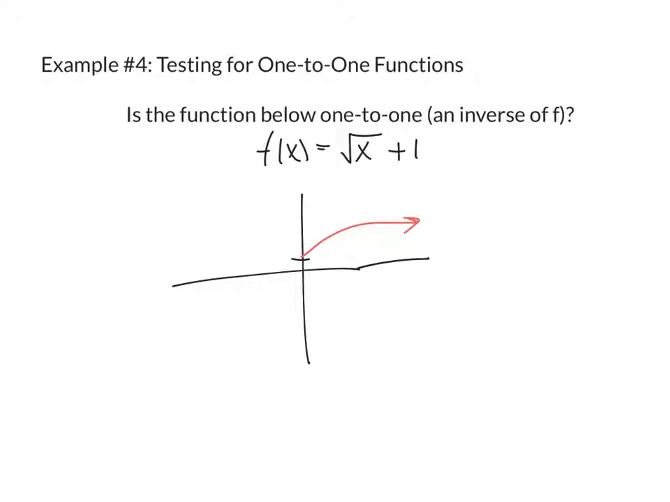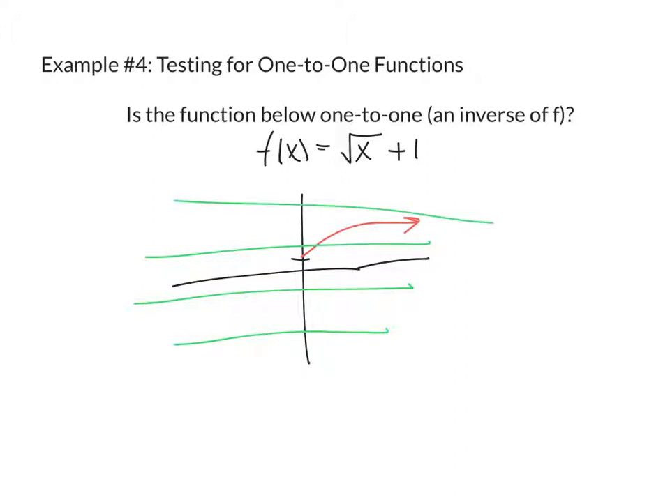Now, first of all, this is a function because it passes the vertical line test. It does not intersect in more than one spot. And it is also an inverse because it also passes the horizontal line test. It may look like in this section right here that it's actually a straight line, but it's not. So this does pass the horizontal line test. So yes, this is one-to-one.